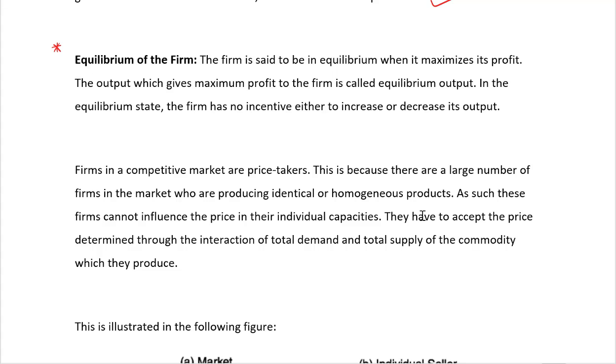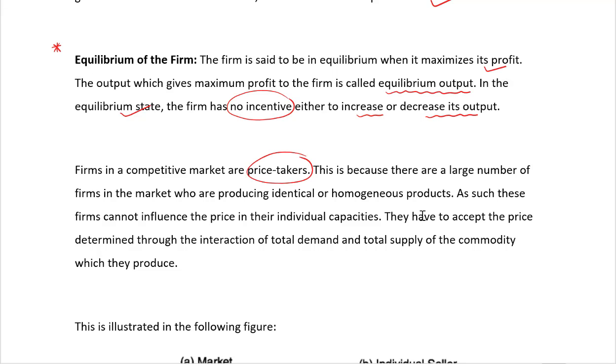Equilibrium of the firm. The firm is said to be in equilibrium when it maximizes its profits. The output which gives maximum profit to the firm is called the equilibrium output. In the equilibrium state, the firm has no incentive either to increase or decrease the output. I think it is clear.